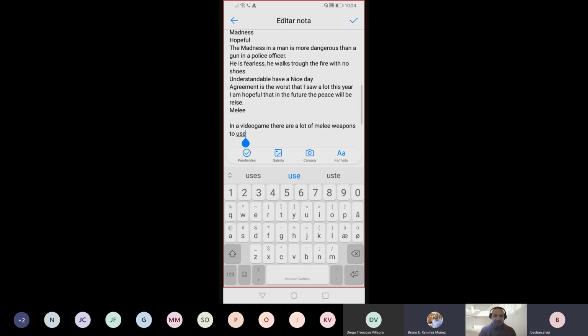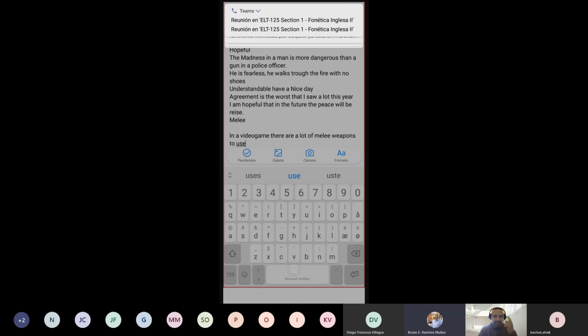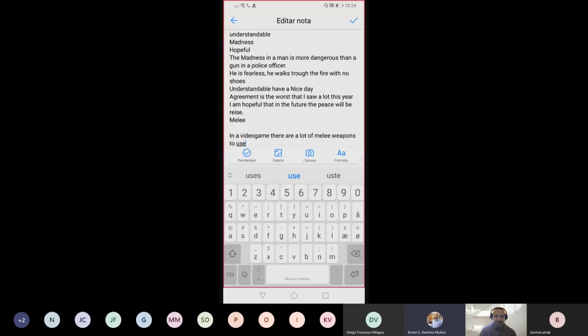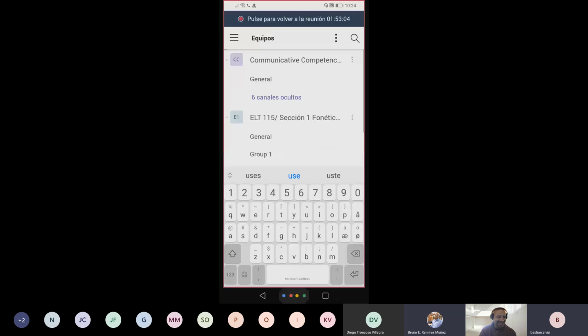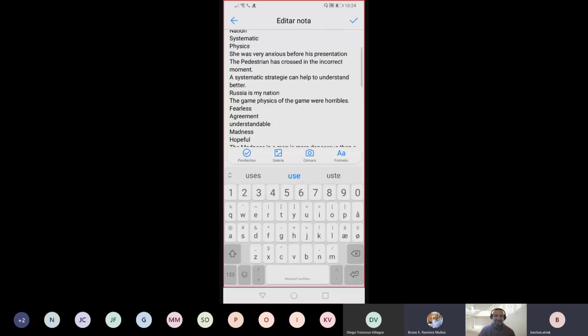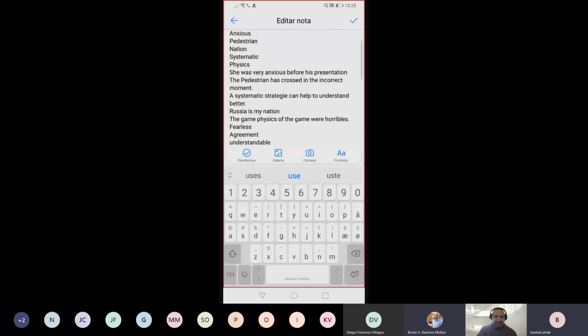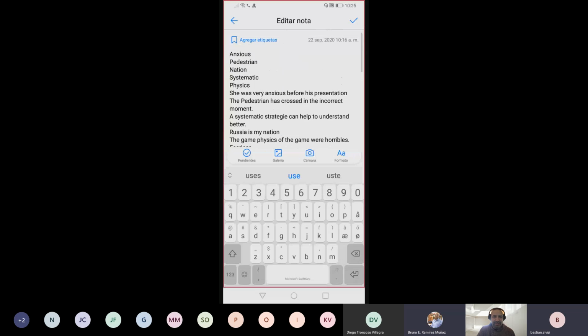Okay, got it. Can you scroll up a little bit, please, to the first examples? Here are the first. So the pedestrian. Everyone is okay with that concept? The pedestrian, the people who are on the street walking, passers-by. The pedestrian has crossed in the incorrect moment, right?